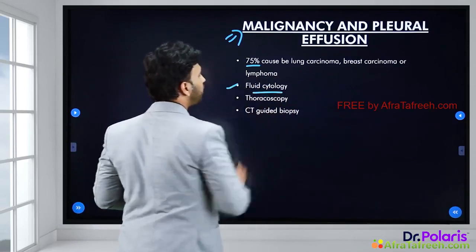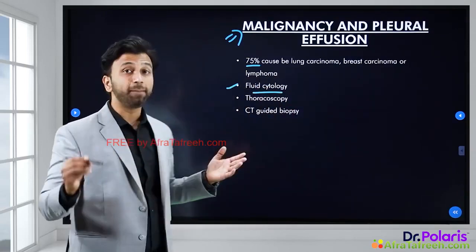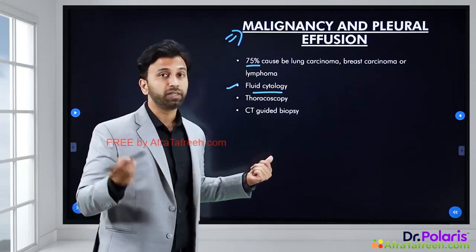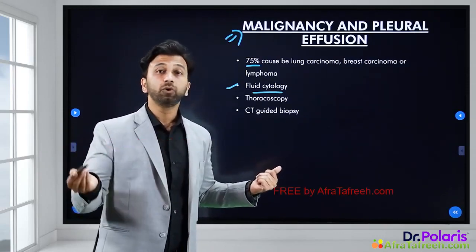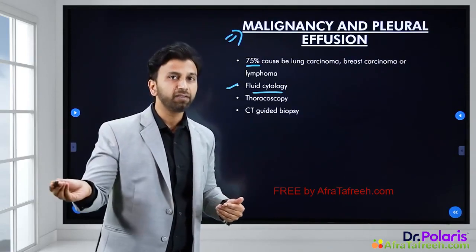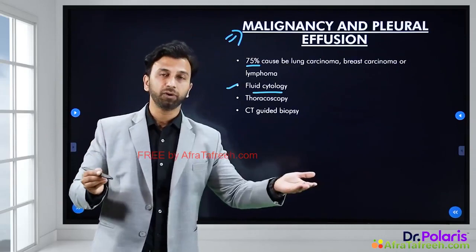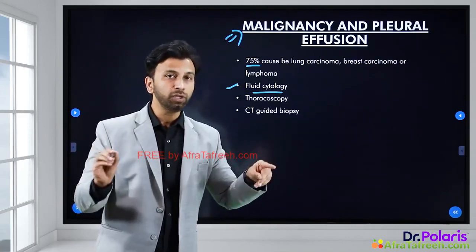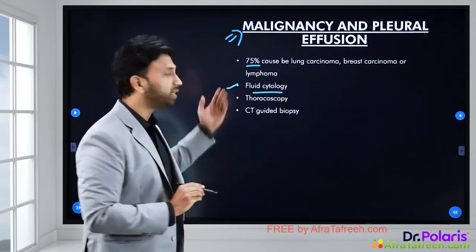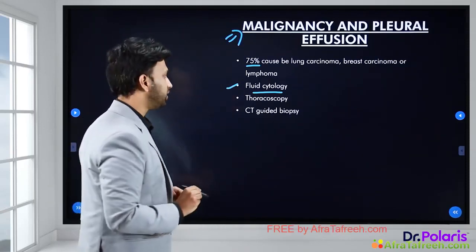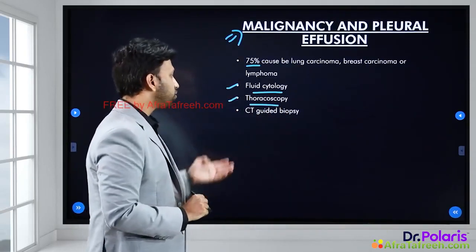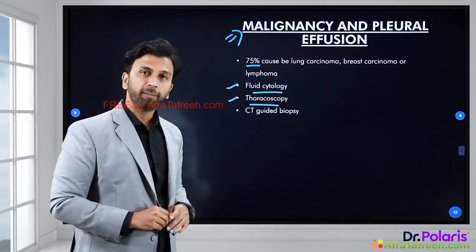Fluid cytology can easily be used to find the malignant cells. When you find that the effusion is exudative, the next step is to get a fluid glucose. If the glucose is less than 60, it can be either a bacterial pleural effusion or a malignant pleural effusion. To differentiate these two, you need a fluid cytology. If there are malignant cells, that means it is occurring as a result of malignancy. Further diagnosis of malignancy can be done using thoracoscopy or CT guided biopsy.